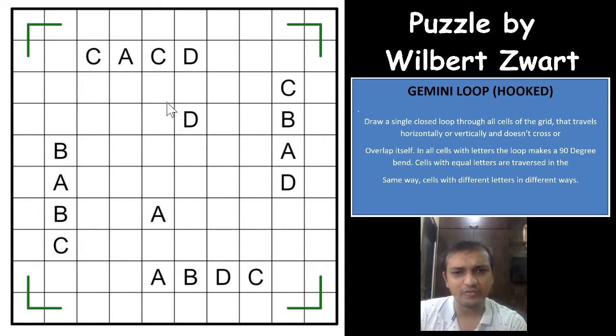Exactly four ways are possible for the loop to pass through a cell with a 90-degree bend: this way, this way, this way, or this way. There are four letters given here, A, B, C and D, which means each letter will have a different orientation of the loop. It's up to the solver to find the orientation. And with that, we'll start solving this puzzle.